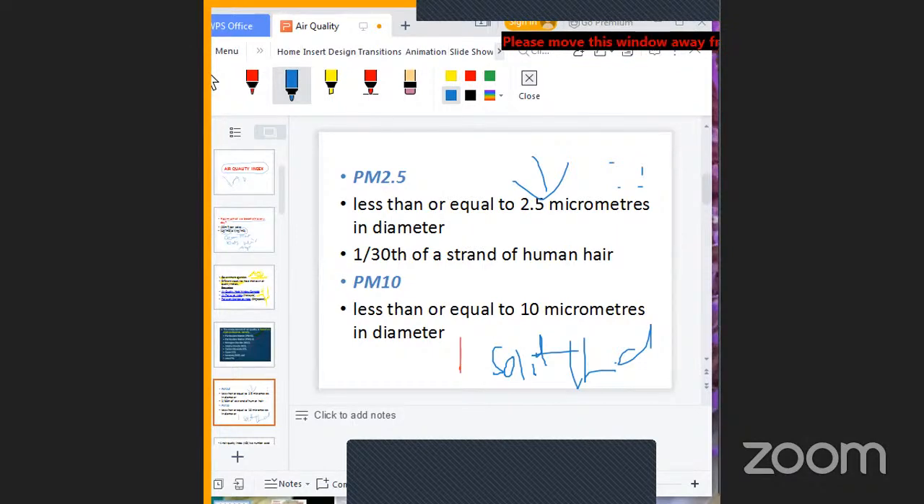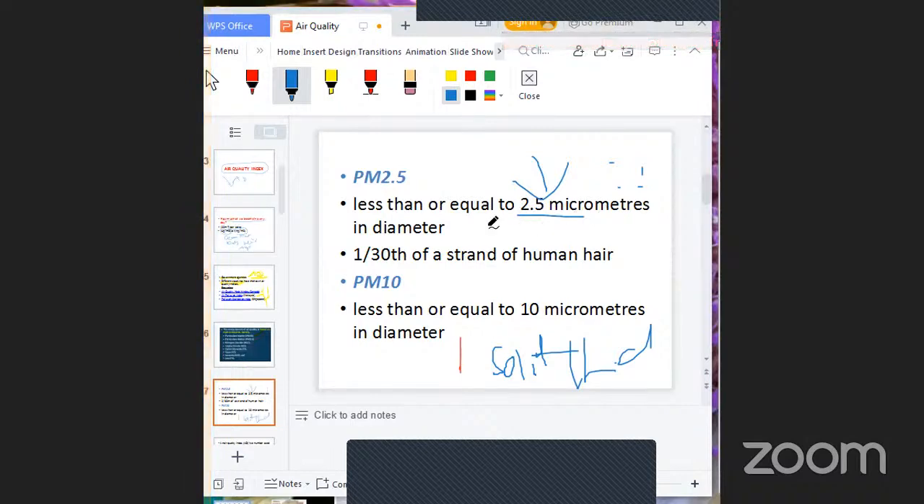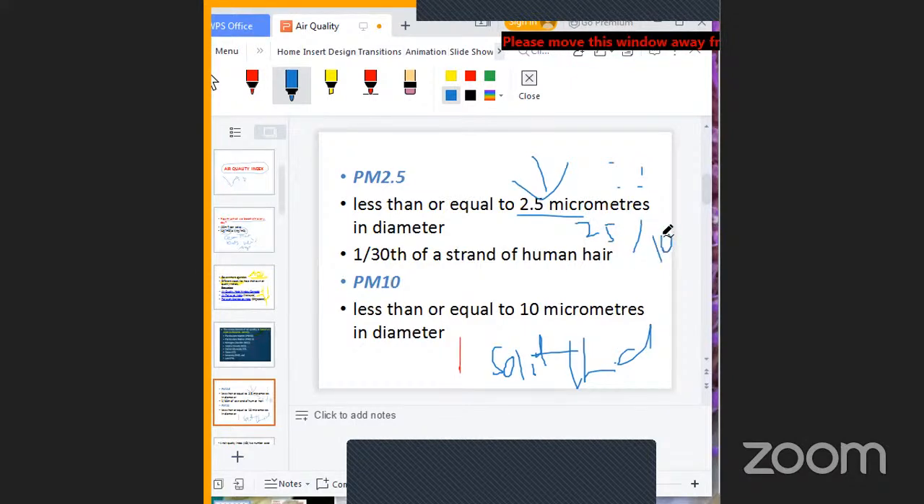Particulate pollution comes in sizes. That is fine particulate, which is 2.5 micrometers or less in diameter, right? And coarse particles, which are particles between 2.5 and 10 micrometers, right? So this is the particulate matter.